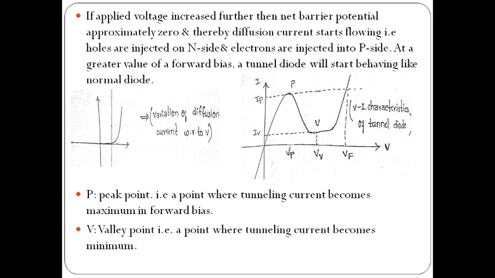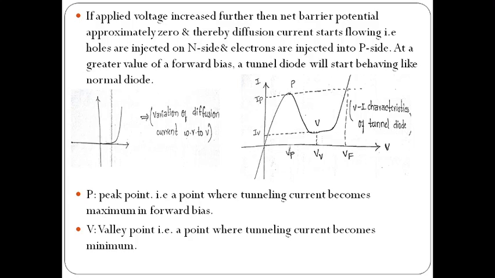So the maximum tunneling current is the peak current, and the minimum tunneling current is called the valley point or valley current. And after the valley point, it is working as a normal PN junction diode in forward bias. In reverse bias, when I increase the reverse bias, the current also increases linearly. So it is behaving as a resistor. So in reverse bias, the tunnel diode is behaving as a resistor.